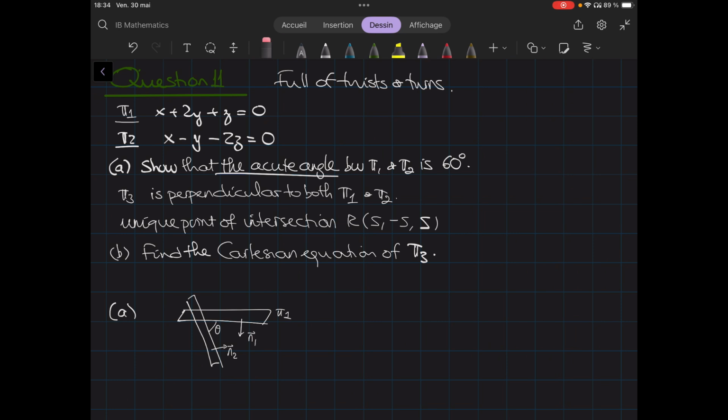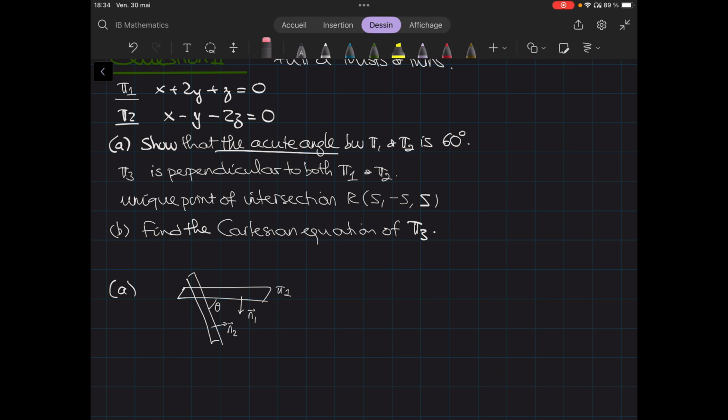This is question 11 of the AAHL Paper 1, May 25, Time Zone A. In parts A and B, you're asked to find the acute angle between two planes, and you're asked to find the equation of another plane, given that it is perpendicular to the first two planes, pi1 and pi2, and it also passes through the point of intersection R, 5, -5, and 5. So let's have a look at part A.